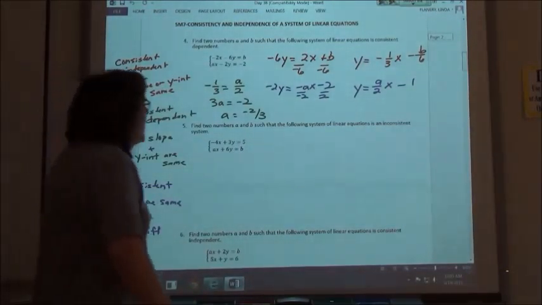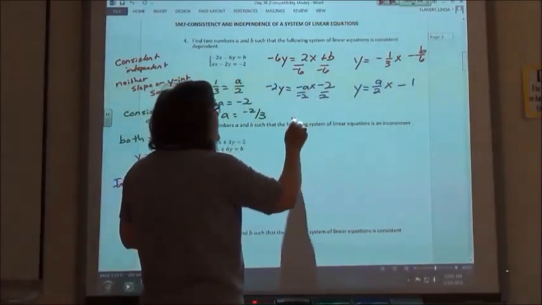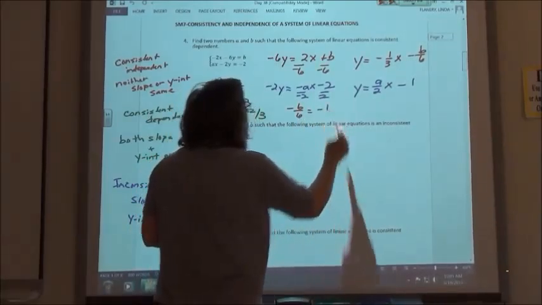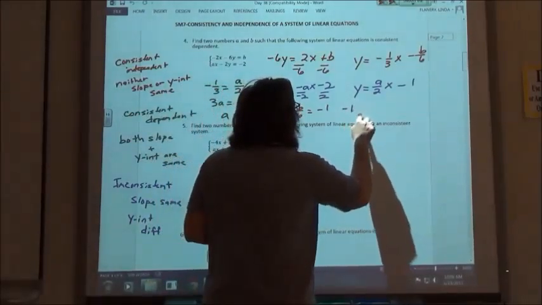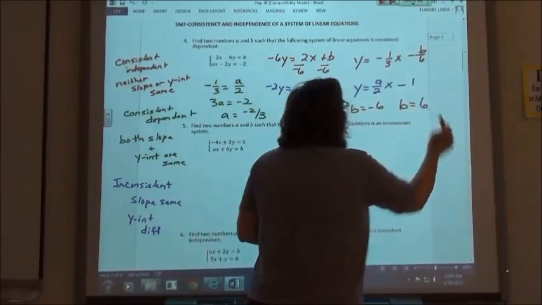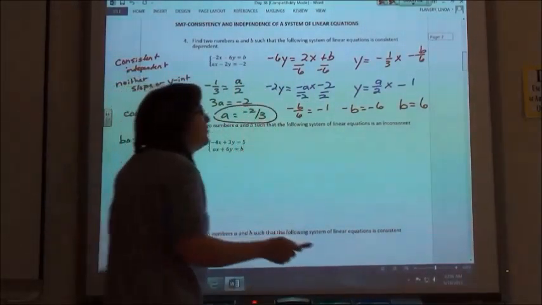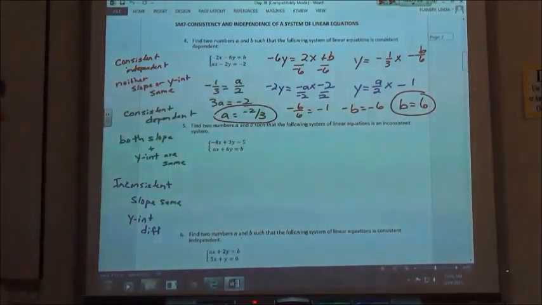Then on my y-intercepts, I would say negative b over 6 is going to equal negative 1. When I cross multiply there, negative b equals negative 6, so b is going to equal positive 6. So a has to equal negative 2/3, and b is going to be equal to 6.